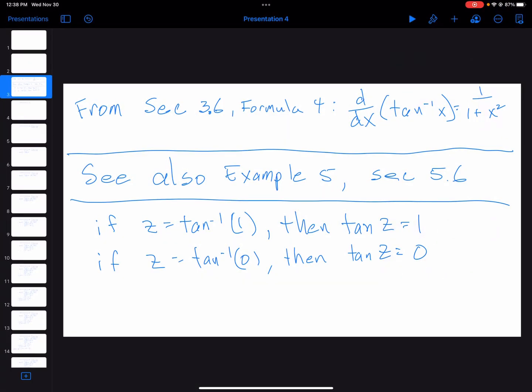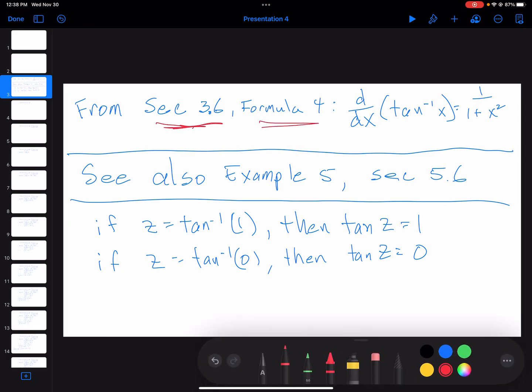Okay, so this problem you sent me is a tricky one, and I would suggest reviewing a few things first before we go on to the solution. First of all, if you go back to section 3.6, formula 4, you will see that, interestingly, the derivative of inverse tangent of x equals 1 over the quantity 1 plus x squared.